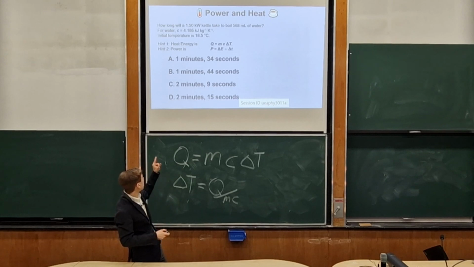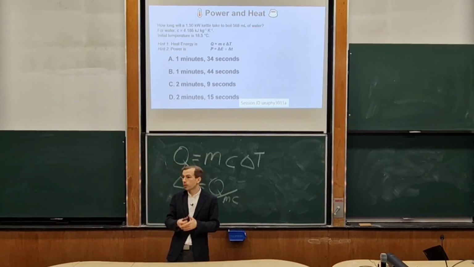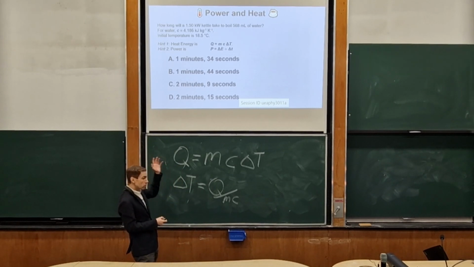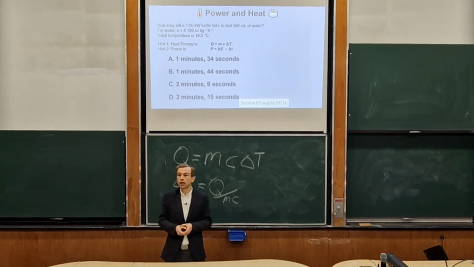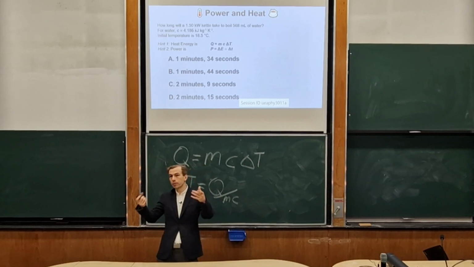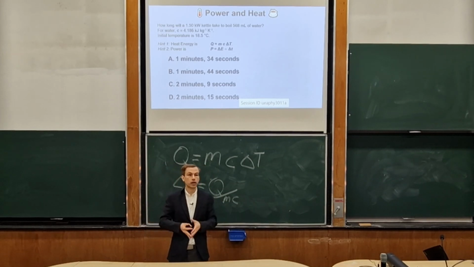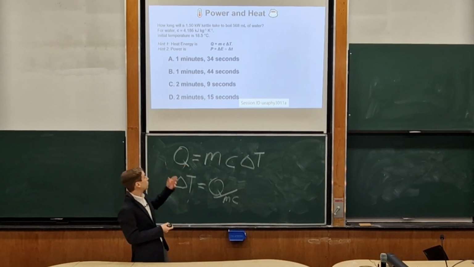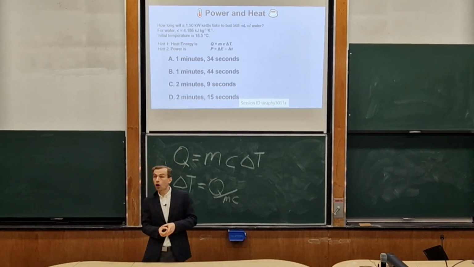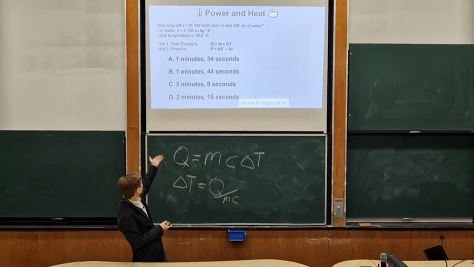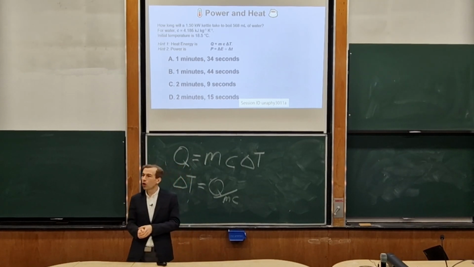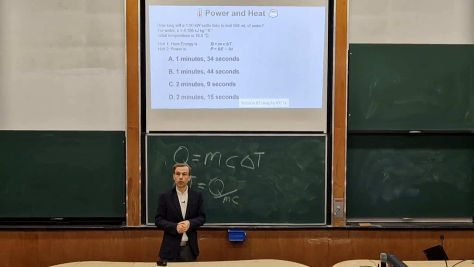So let's think about boiling a kettle. Maybe we want to make ourselves a cup of tea or something like that. So suppose we've got a 1.5 kilowatt kettle. So remember, that means that every second our kettle is drawing 1,500 joules of energy. And we want to boil a certain amount of water. Now, we know the initial temperature and we know the final temperature because it's going to be boiling. So we can work out how long it is going to take to boil the kettle.